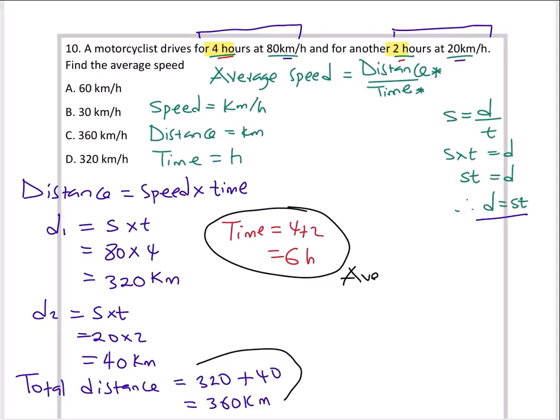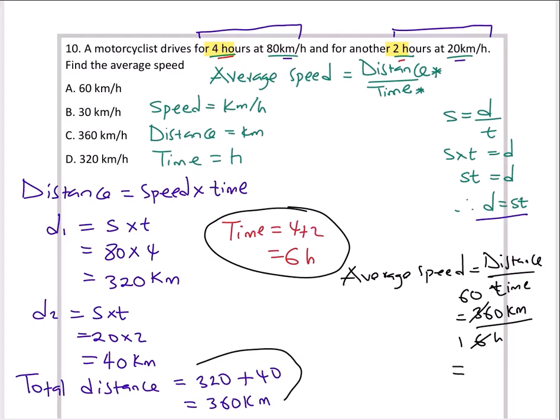So average speed is equal to what? We say distance over time. So I'm just putting the formula, distance over time. Total distance is 360 kilometer, and then total time is 6 hours. 6 into 36 is 6, then we carry the 0 up. So this is just 60 over 1, which is the same thing as 60. Then we add the units, 60 kilometer per hour, and that's option A.